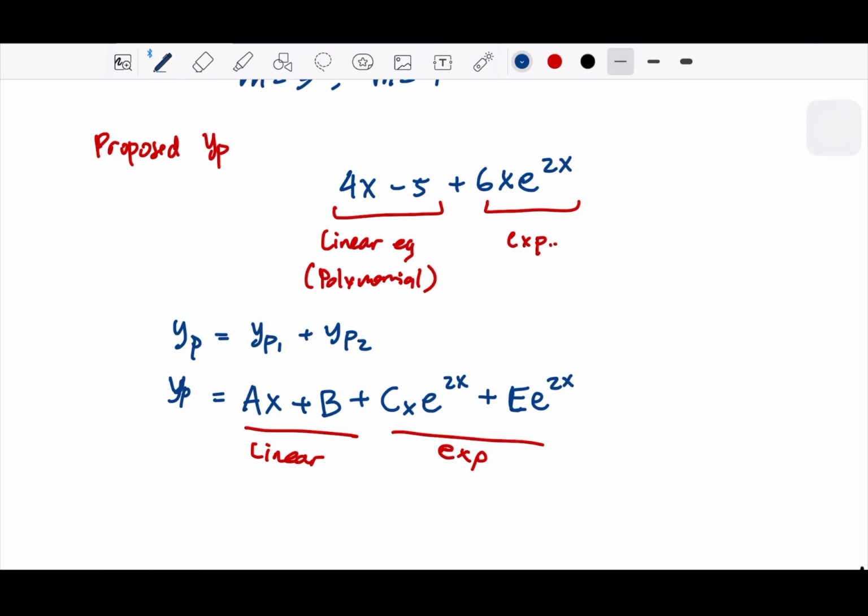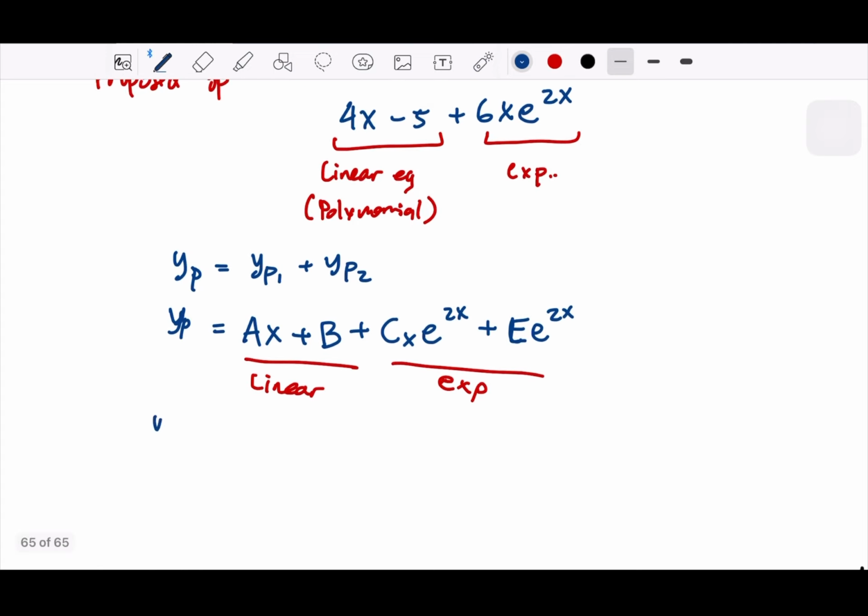Okay, let's take derivatives. So this will be a plus c, the inside will be e to x plus 2x e to x, right? And then plus 2e e to x.